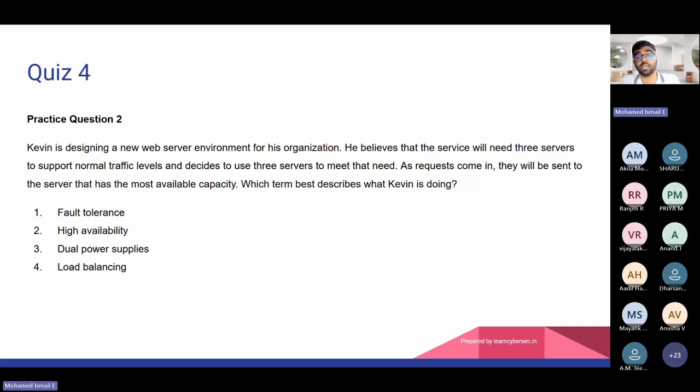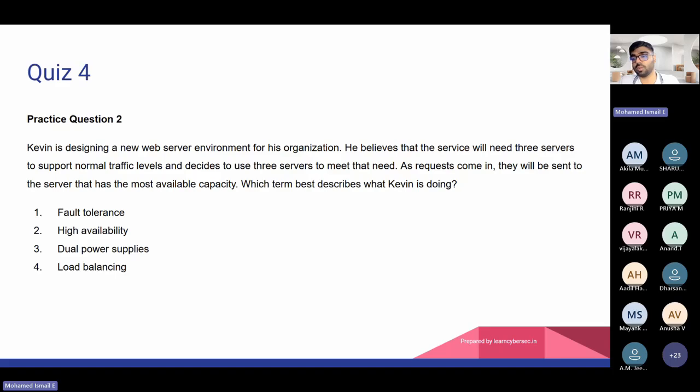So Kevin is designing a web server, believes that the service will need 3 servers to support normal traffic level. So the twist is here: need 3 servers to support normal traffic level. So there is a normal traffic level. What is that? That is the load. Maybe they are building a server, they found more number of customers. Take Amazon as an example. During peak sale season, Amazon is hit with flooded traffic. So one server is not enough. So they found 3 servers they need to support the service. Use these servers to meet the need.